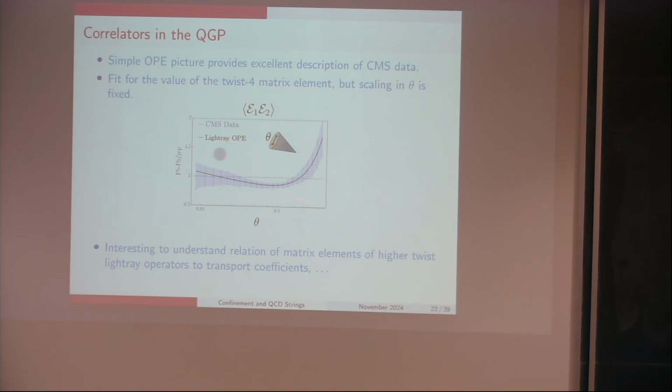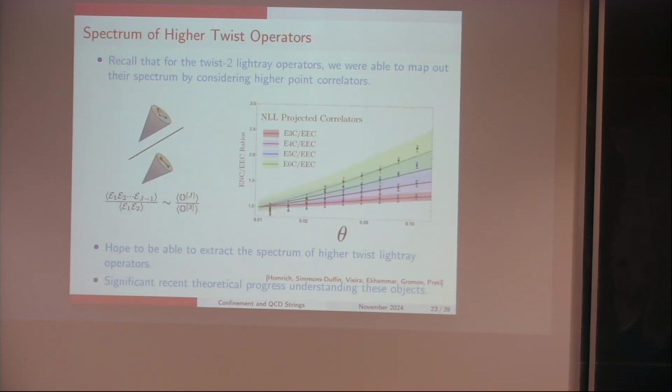It'd be very interesting to understand how to compute these matrix elements of these higher twist light-ray operators, or relate them to specific properties of the QGP. That remains to be done. The other optimistic thing is that there's been a lot of recent theoretical progress in understanding the structure of these higher twist light-ray operators. By measuring higher-point correlation functions and their scaling in the QGP, the hope is that one could really extract, just like one did for the twist-2 operators, the spectrum of these higher twist light-ray operators, which would be quite neat if you could do this experimentally and actually probe some of what is being understood about these higher twist light-ray operators in an experimental setup.